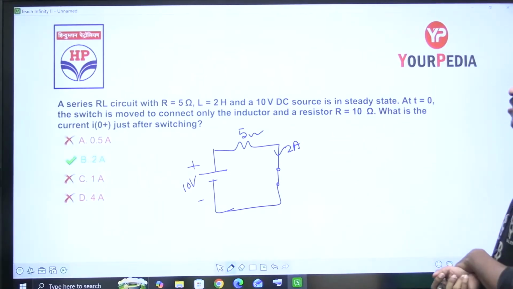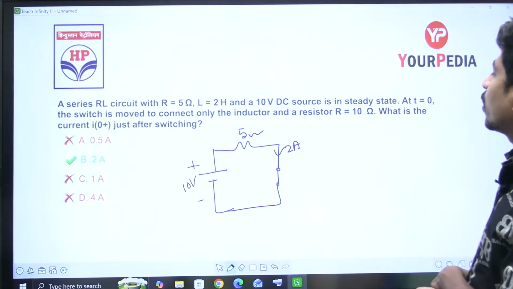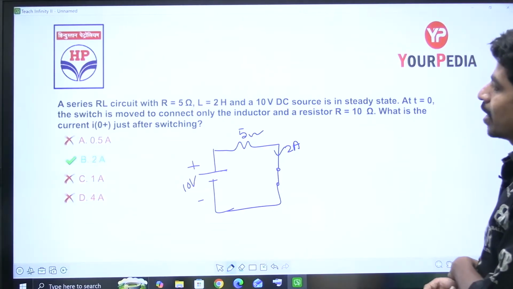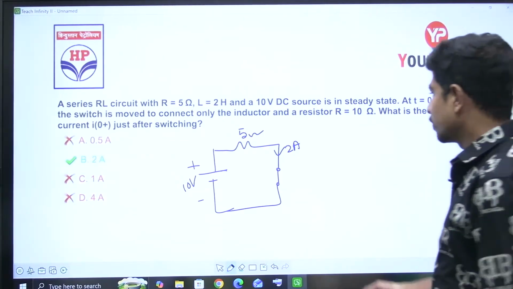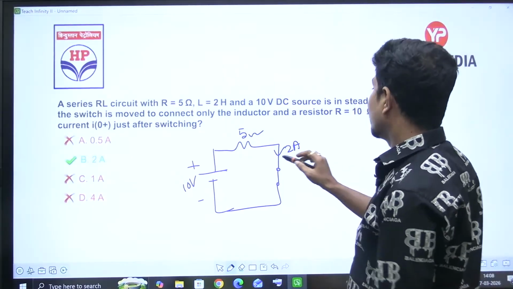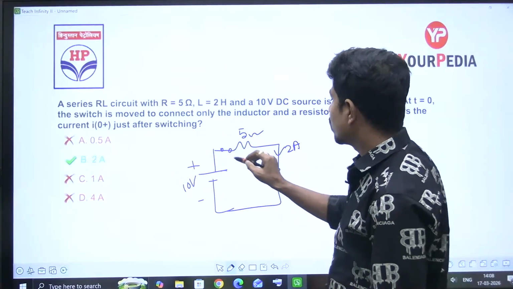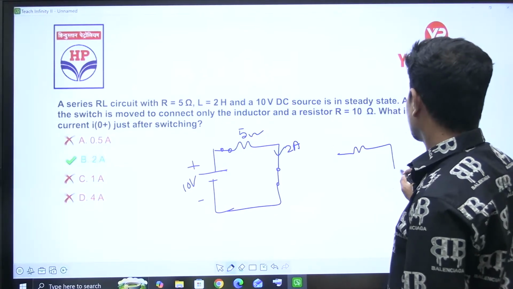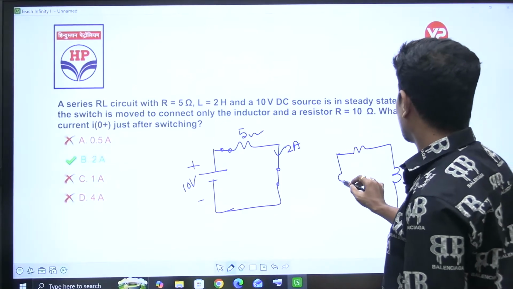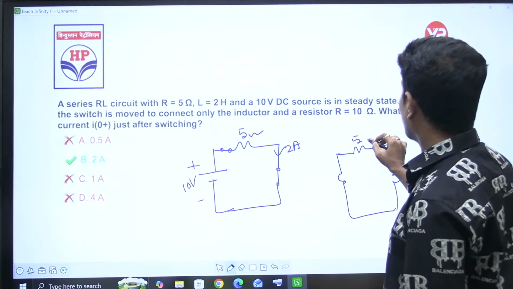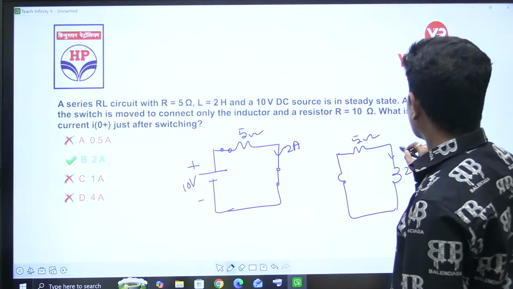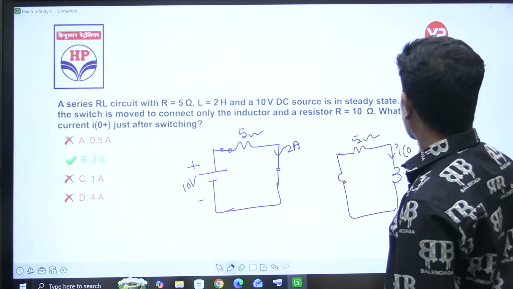The switch is moved to connect only the inductor and a resistor of 10 ohm. What is I of 0 plus just after switching? Here there was a switch. Now he is disconnecting the source and closing the switch. This is 5 ohms, and L is 2 Henry. Now this current will remain the same. Why?